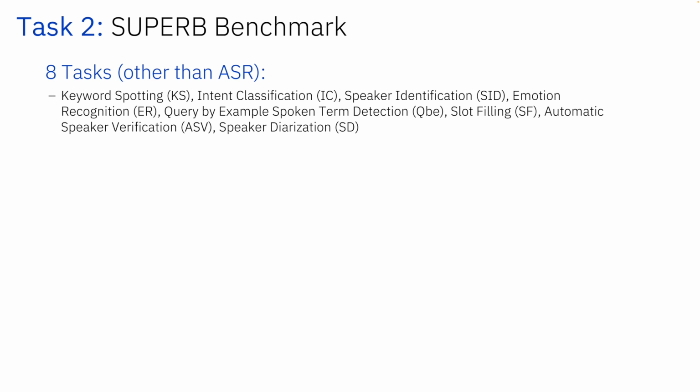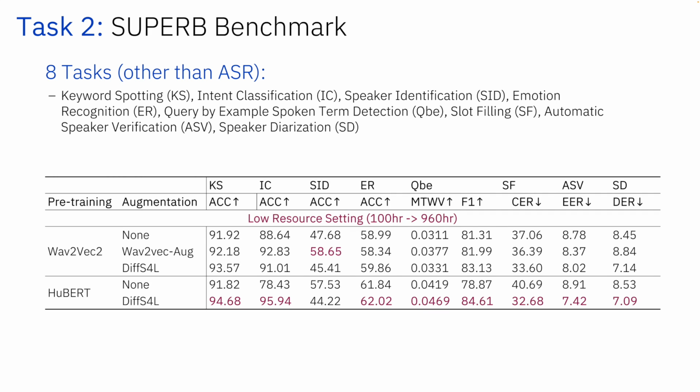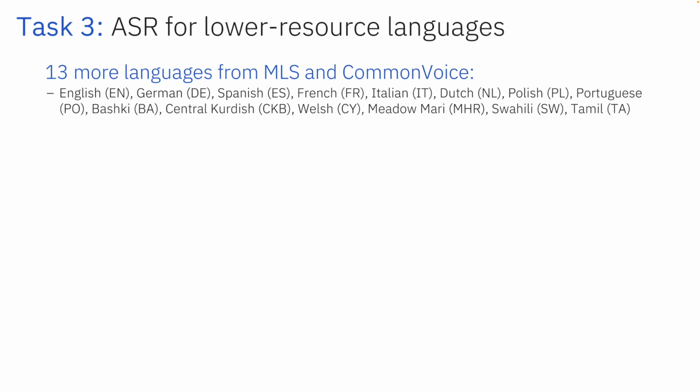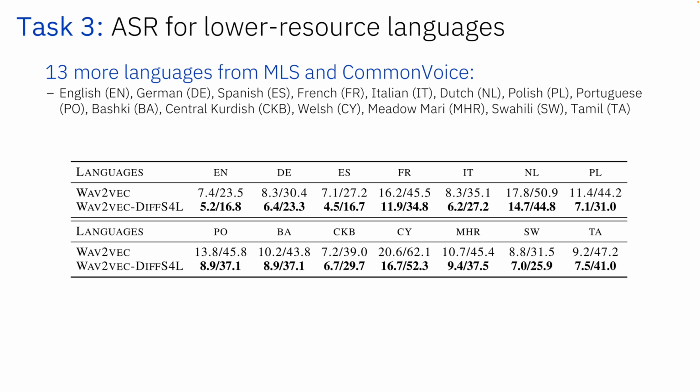To test other downstream tasks, we use the SUPERB benchmark, which includes 8 different tasks other than ASR. The results also show that DiffS4L can achieve the best performance in almost all tasks, both in the low resource setting and the high resource setting. Next, we test the performance of ASR for 13 more languages, and the results consistently show the benefit of DiffS4L.